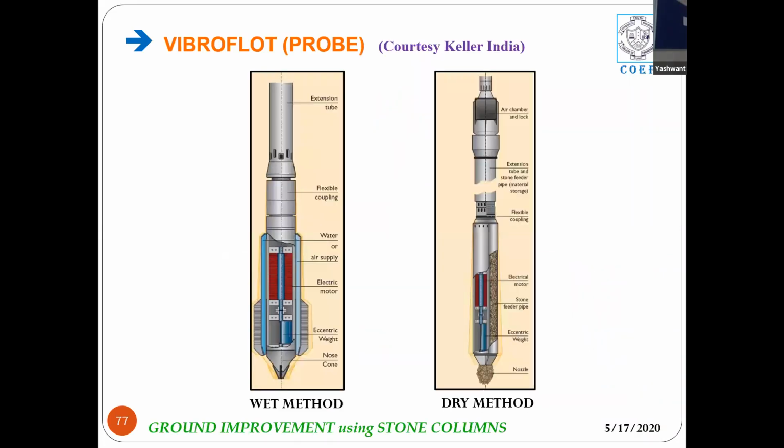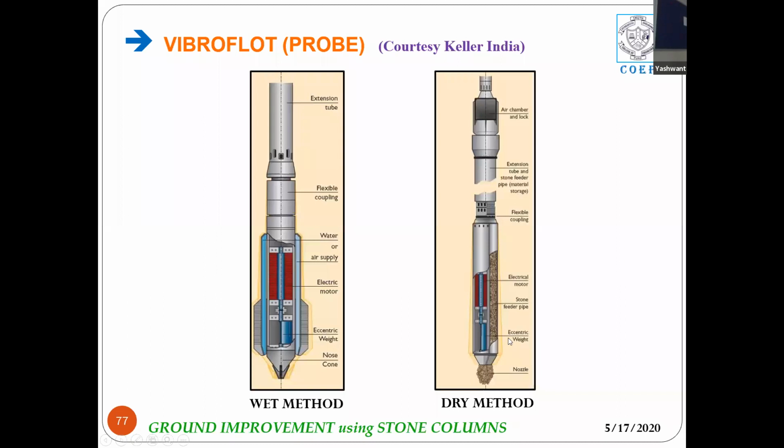Now the probe that we have seen in the animation, and the methods that we have been referring to consistently, are the wet method and dry method. These are the probes, and the figures of these particular probes have been taken from Keller, India. On the left hand side, we have a probe suitable for the wet method, and the right probe is for the dry method.